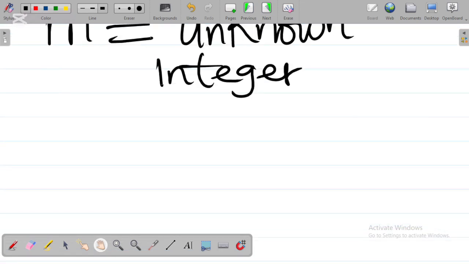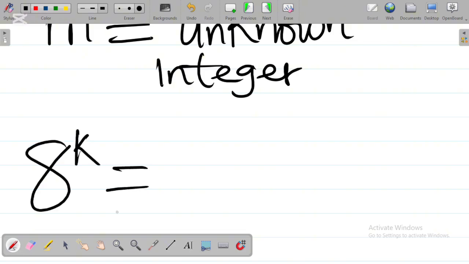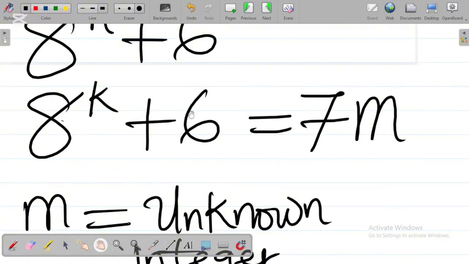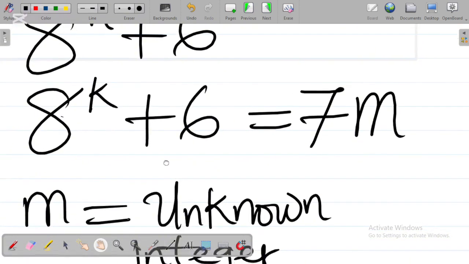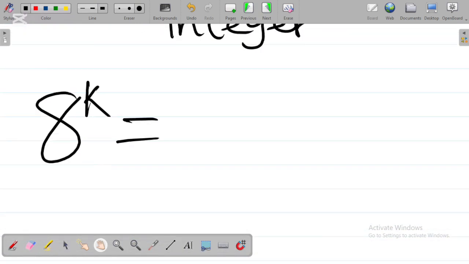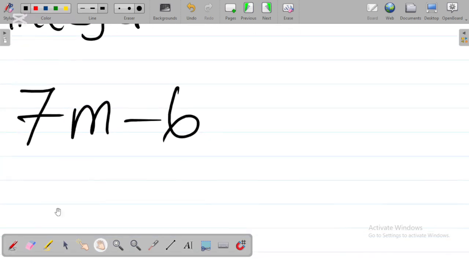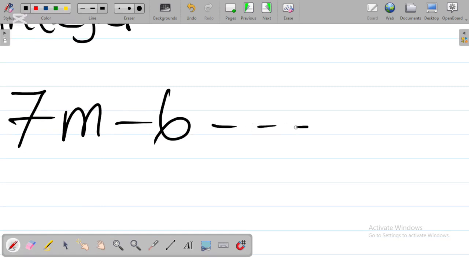All right, from the equation, let's make 8 raised to the power k the subject formula. So we have that 8 raised to the power k is equal to, if positive 6 moves over to the right hand side, it becomes negative 6. So we have 7m minus 6. So let's call this equation 1.